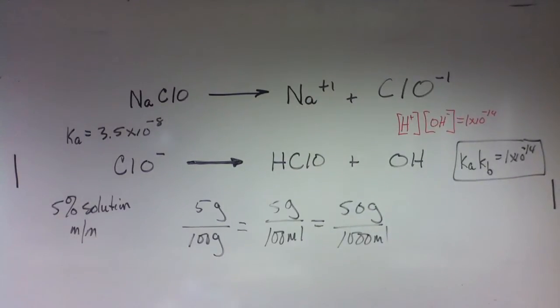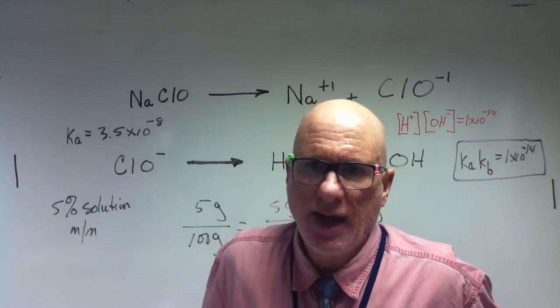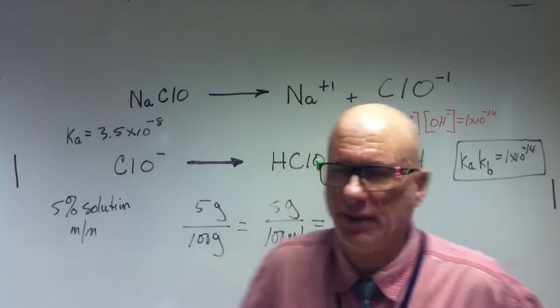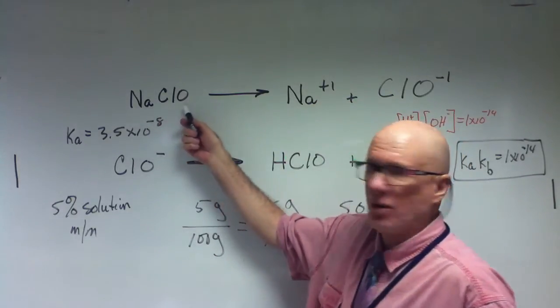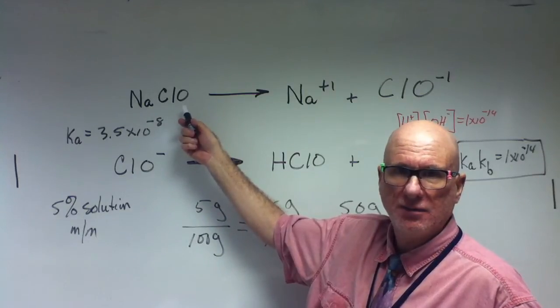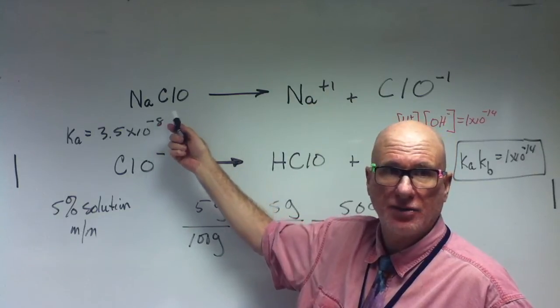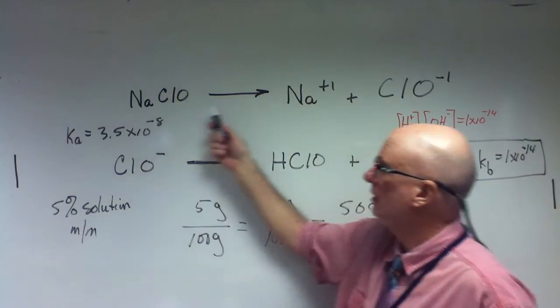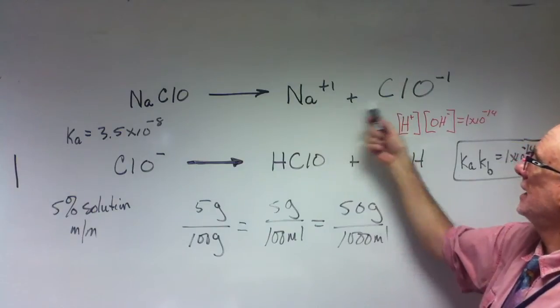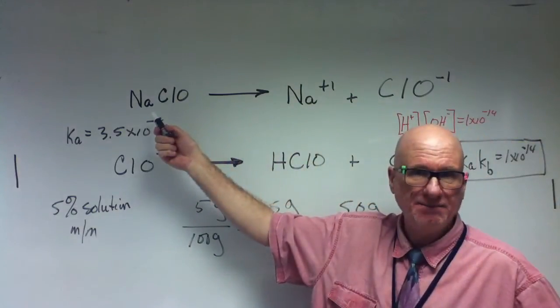Okay, the problem, let me read the problem again. It says that you have household bleach, a 5% solution of household bleach, which is sodium hypochlorite, correct? Yes. Hypochlorite is ClO. Chlorite is ClO2, chlorate is ClO3, and perchlorate is ClO4. It's going to break down to these ions. This is the salt of a weak acid.